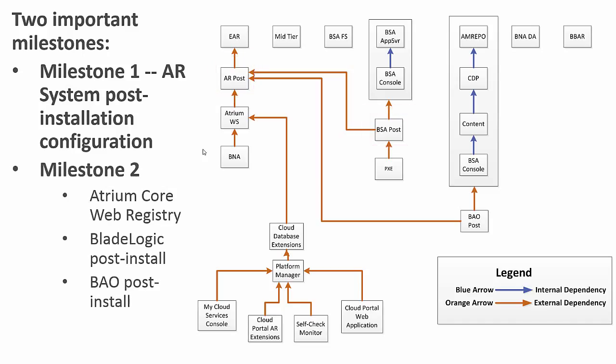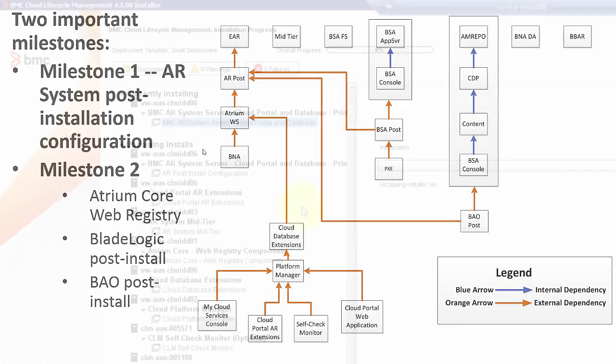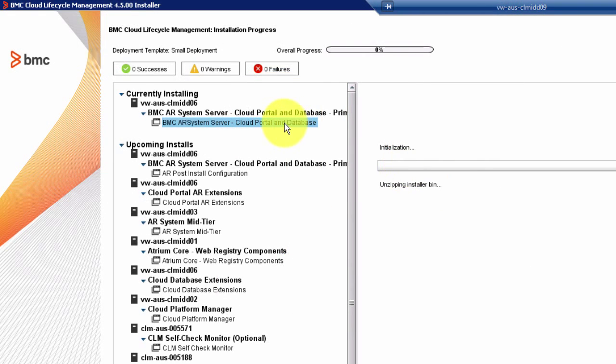The second milestone is starting and finishing 3 products before you can do anything else: Atrium Core Web Registry, the BladeLogic or BMC Server Automation post-install configuration, and Atrium Orchestrator post-install configuration. So here's our goal. We want to successfully finish these 2 milestones as a way of keeping track of our progress. The base application for the entire CLM stack is the AR system server.